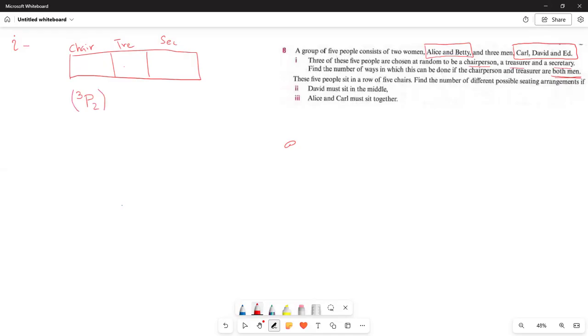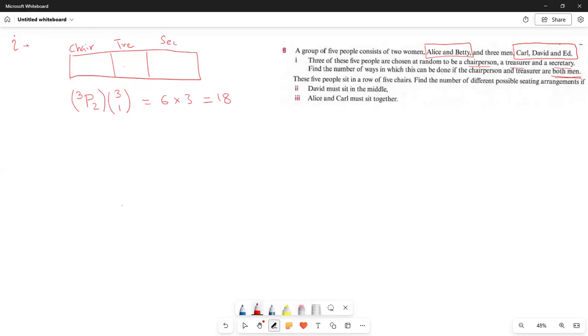Now for the third position, what are the options? 2 men have been taken, so now I have 2 women and 1 man, 3 people. Out of these 3, I have to choose one. So this is going to be 3 combination 1. This would be 6 times 3, so this is 18. Easy, clear?